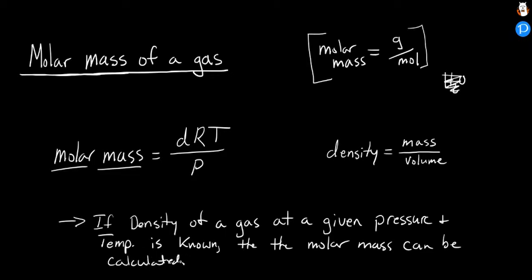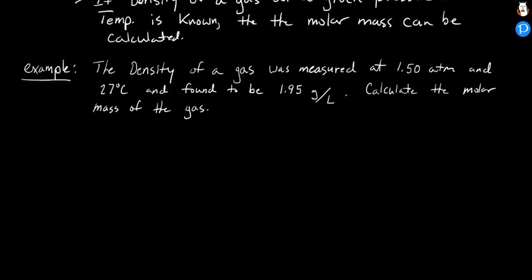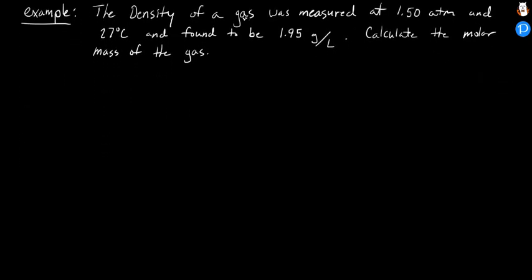So let's take a look at a simple example of this right off the bat. Let's say that the density of a gas was measured at 1.5 atmospheres and 27 degrees Celsius, and it was found to have a density of 1.95 grams per liter. Let's calculate the molar mass of that, shall we? So let's write down what we know.